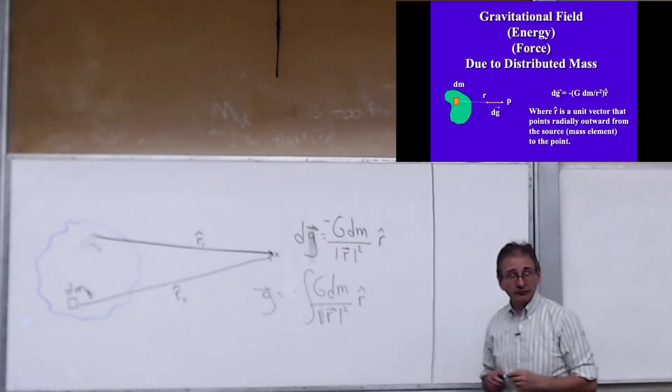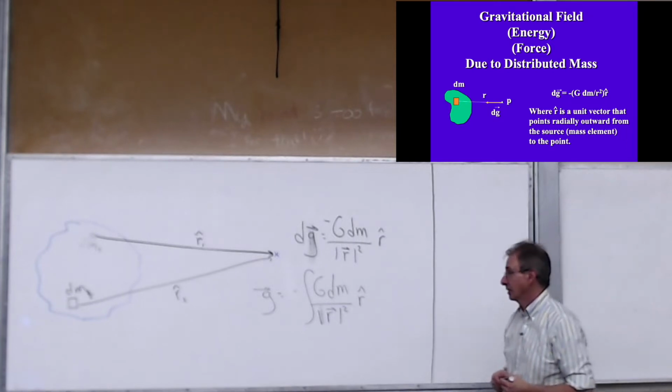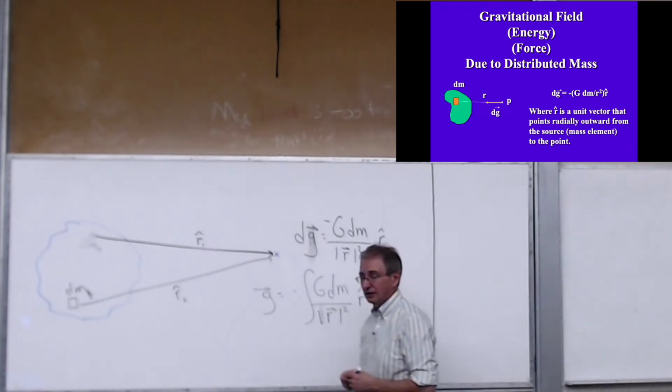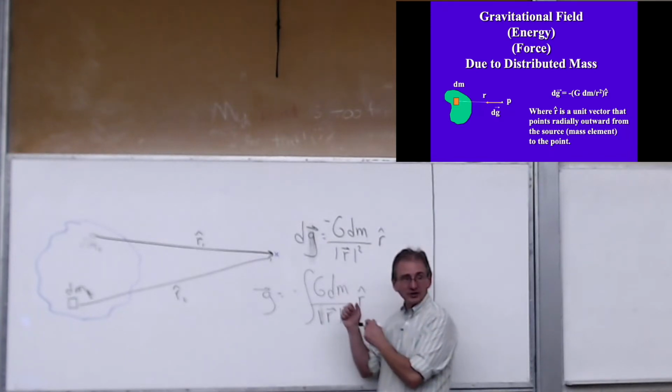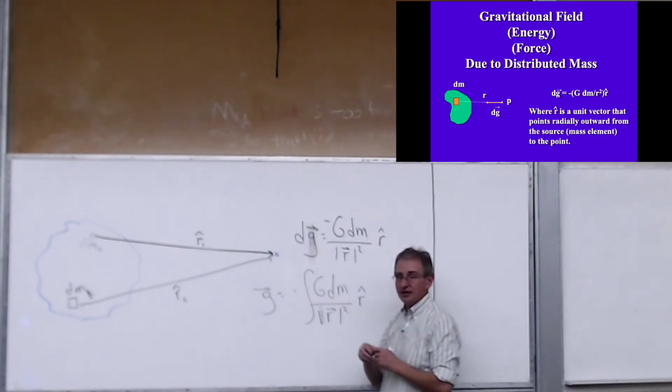This is some sort of mass distribution. When you take your next course, when you do E&M, the masses will become charges. This constant will change. The process is the same.